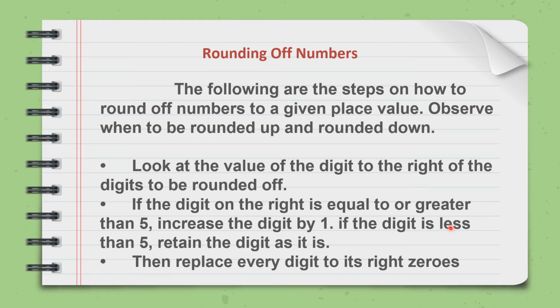The following are steps on how to round off numbers to a given place value. Observe when to round it up and round it down. Look at the value of the digit to the right of the digit to be rounded off. If the digit on the right is equal to or greater than 5, increase the digit by 1. If the digit is less than 5, retain the digit as it is. Then replace every digit to its right with zeros.